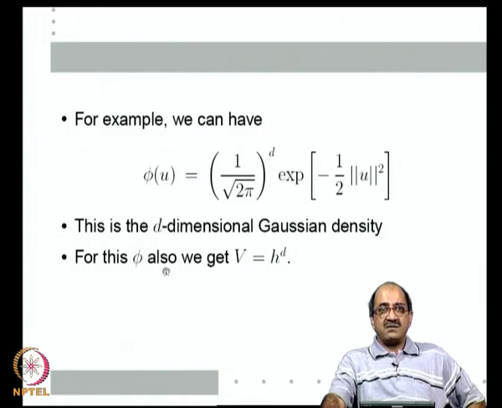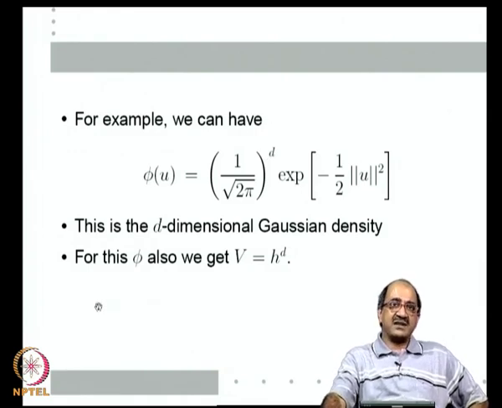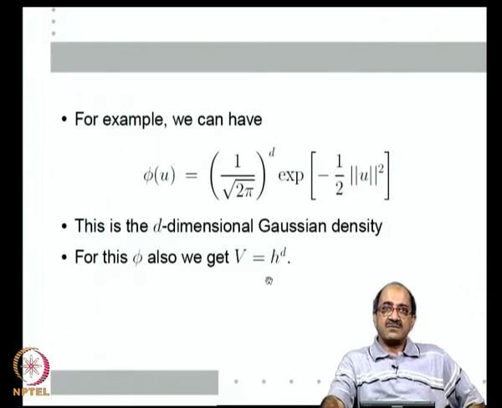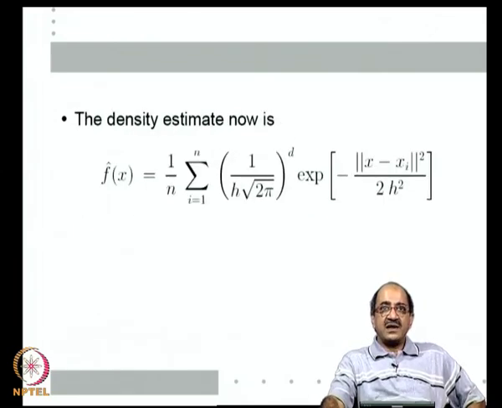By simply finding that other integral, we can show that for this function also the appropriate volume will be h^d. Essentially, I scale each u by h here. So, then it will become ui squared by h squared. So, h squared will become the variance. So, here I will get h root 2 pi, so I will get an h^d term extra. That is how V will become h^d. So, with V equal to h^d, this will be my density estimate.